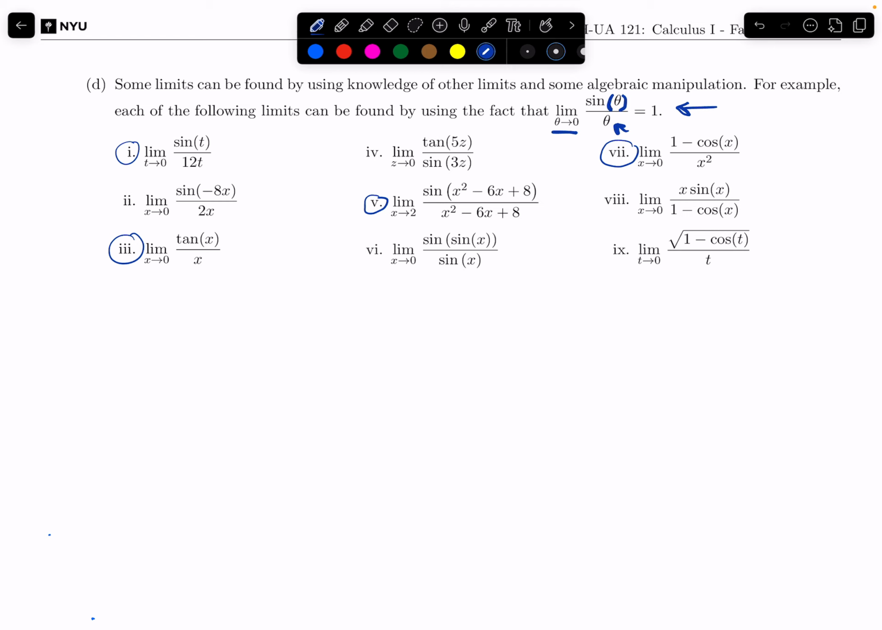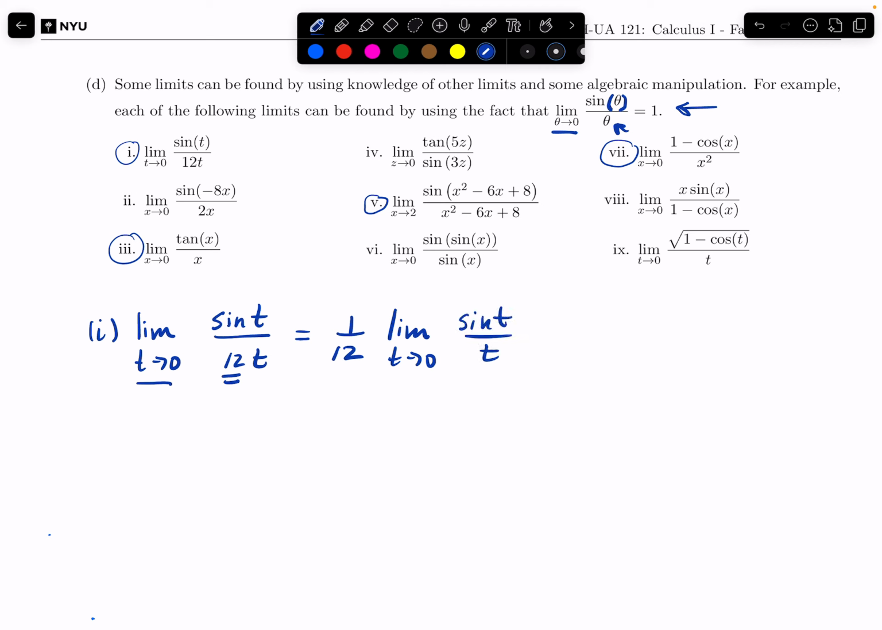I'm just going to do these 4 that I've circled. All right, so starting with I, we've got the limit as t goes to 0. Well, we're off to a good start because that's going to 0, sine of t over 12t. But that doesn't quite match, right? I need it to be sine of t over t. But I can factor out that 1/12. So the 1/12 can come out. Then we have the limit as t goes to 0 of sine of t over t. There's our special limit, which goes to 1. So 1 times 1/12, and our answer is 1/12.